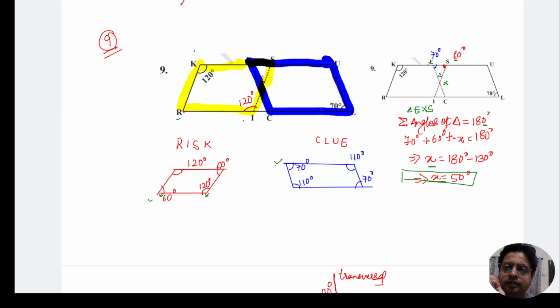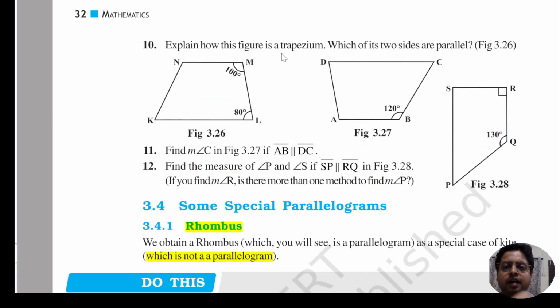So next question, question number 10. Explain how this figure is a trapezium. Which of its two sides are parallel? So figure 3.26 is given. We have to explain how this figure is a trapezium and which of the two sides are parallel.